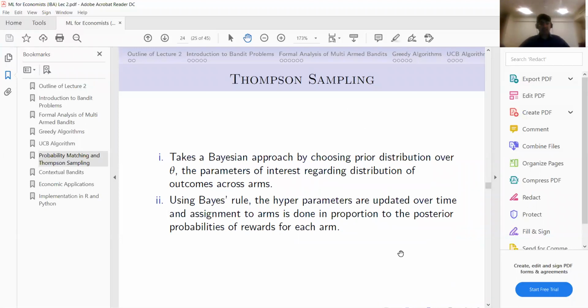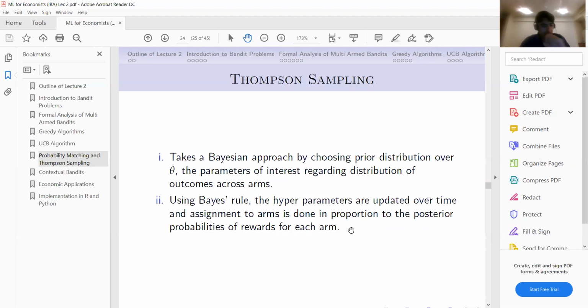So what it does is that it takes a Bayesian approach. So you choose a prior distribution over theta. Theta, remember, are reward probabilities. Theta 1, theta 2, up to theta K, I said in the beginning, were reward probabilities, the probability with which each of these arms is giving you a reward versus no reward. And so you choose some sort of prior distribution, because you're taking a Bayesian approach, over these parameters theta, which govern the distribution of outcomes across these arms.